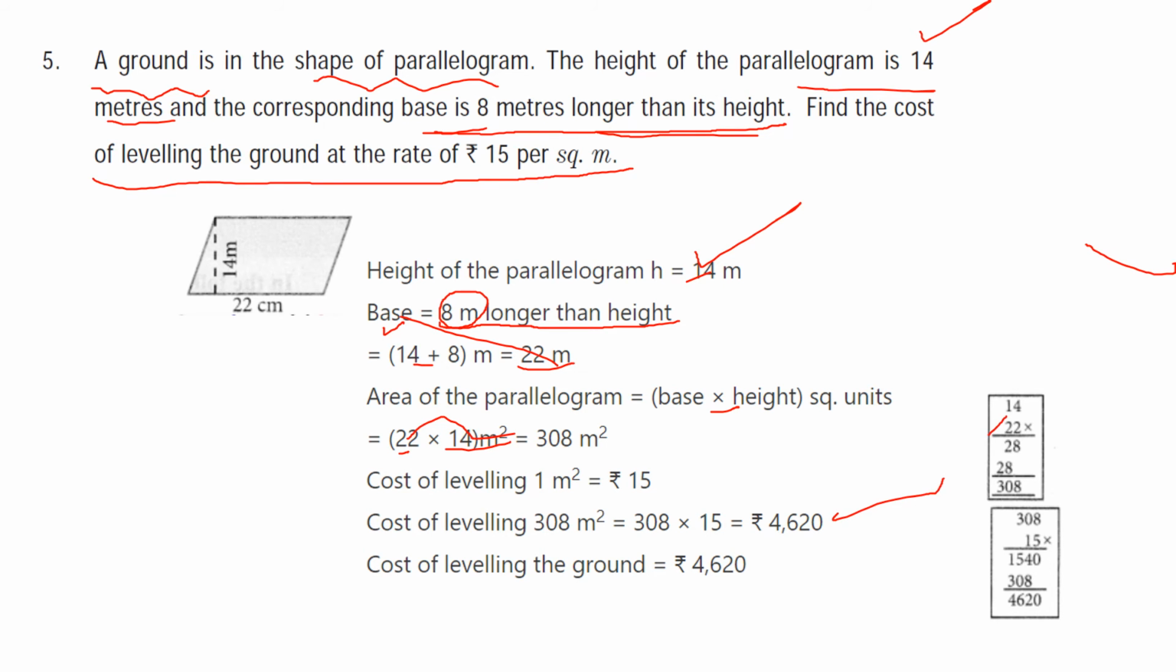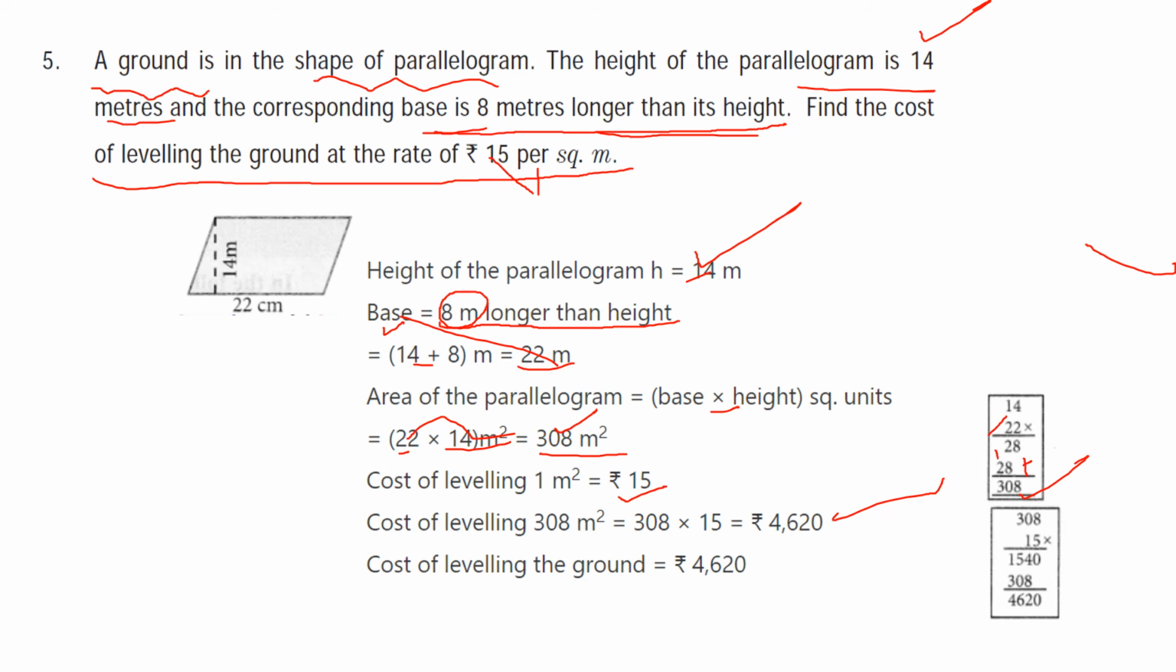So 22 into 14 you multiply. 2 4s are 8, 1 2 is 2, and 2 4s are 8, 1 2 is 2. So 8, 8 plus 2 is 10, carry over 1. So 1 plus 2 is 3, 308. 308 meters squared, that is the area. Next one, find the cost of leveling. Per means 1. For 1 meter squared, the cost of leveling is rupees 15. Here our area is 308 meter squared, so 1 to many means multiplication.